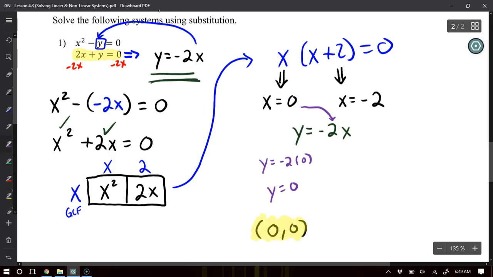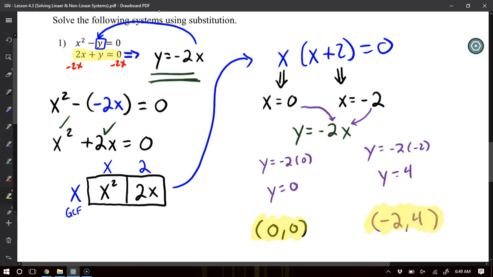And then input the negative 2 for x. So y equals negative 2 times negative 2, y equals 4. So I have the coordinate negative 2, 4. Negative 2 is my input for x, 4 was the output for y. And so there is the other solution. So again, notice we have 2 solutions for this. And the process didn't change.